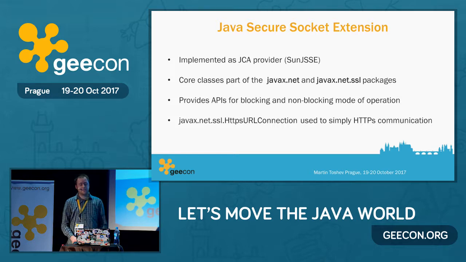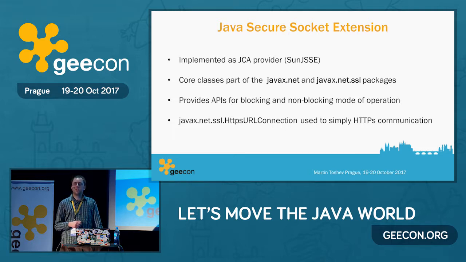Core classes of the JSSE are part of the javax.net and javax.net.ssl packages. All of the API classes are a part of those packages. The Java Secure Socket Extension API also provides two modes of operation. One is a blocking mode of operation, which is probably familiar to most of you. This is the standard SSL sockets. And one which is more complex to use, and that's the non-blocking mode of operation that we'll see shortly.